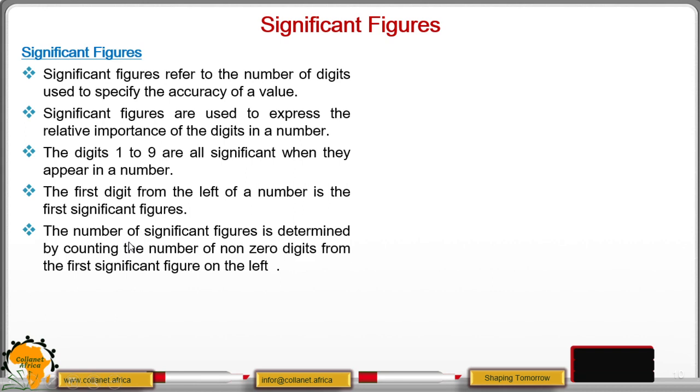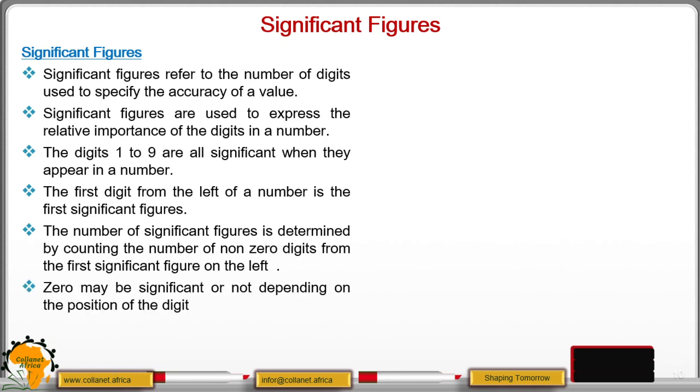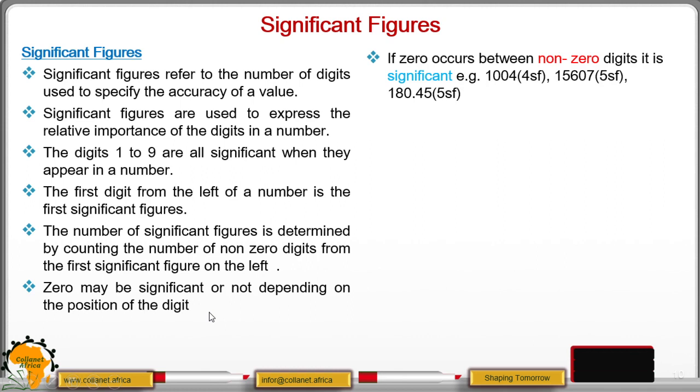Now, the number of significant figures is determined by counting the number of non-zero digits from the first significant figure on the left. So if you want to know the significant figures, then you need to count the digits. But these digits must be non-zero. But sometimes we say that 0 can be considered as significant. Therefore, we say that 0 may be significant depending on the position of the digit. For example, if 0 occurs between non-zero digits, it is significant.